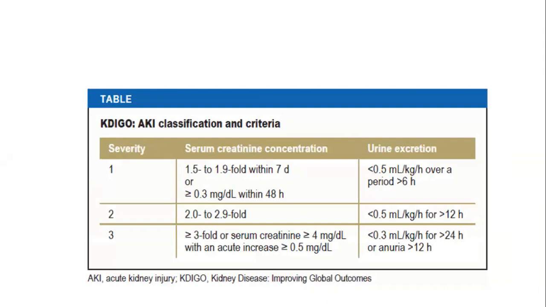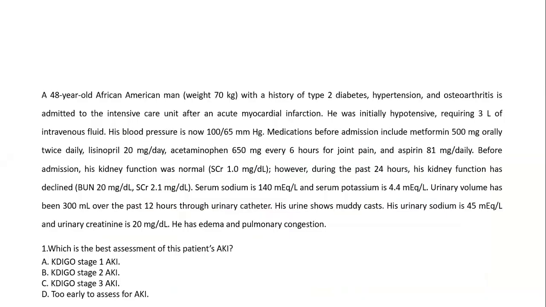So if you look at our patient, his urine volume has been less than 0.5 mL per kg per hour for more than 12 hours, and he has had a 2 to 2.9 fold increase in his serum creatinine. He has had a twofold increase in his serum creatinine, right? So this was the AKIN criteria.